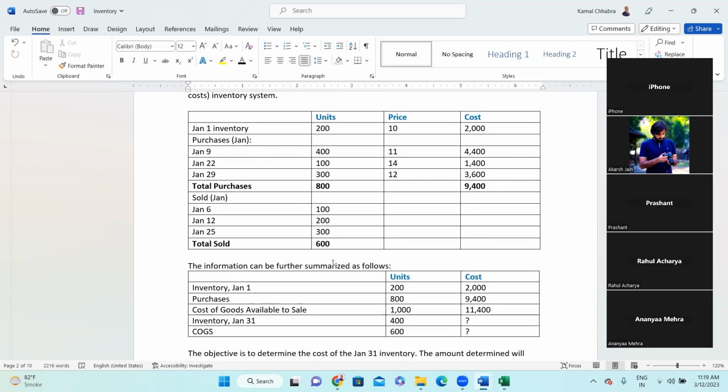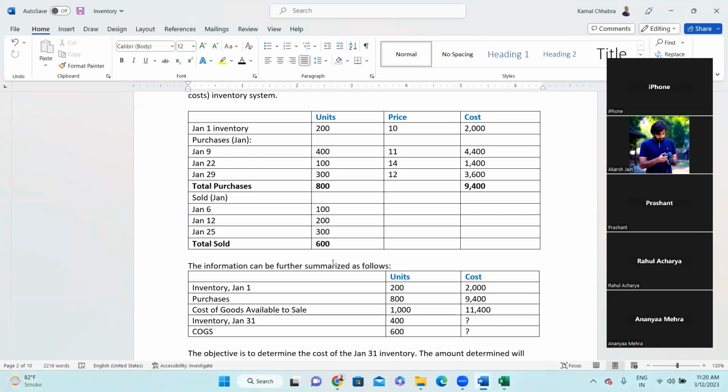Let's assume we are using FIFO. 4000. Inventory 5000. Right. How do you calculate it, 5000? 300 units are the last ones, so out of the total 400 remaining, 300 into 12 and 100 into 14. So 5000.